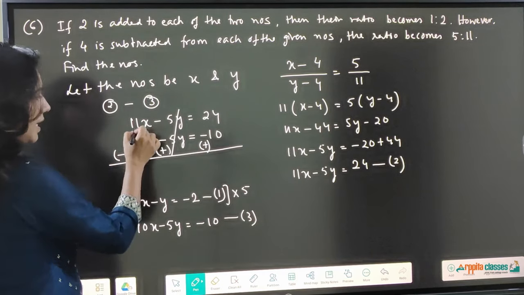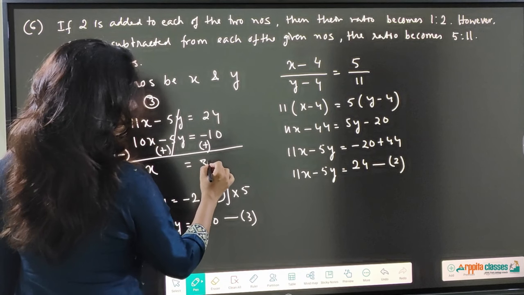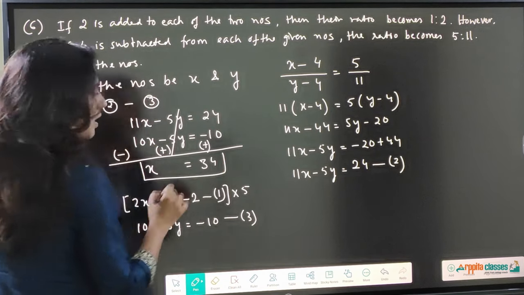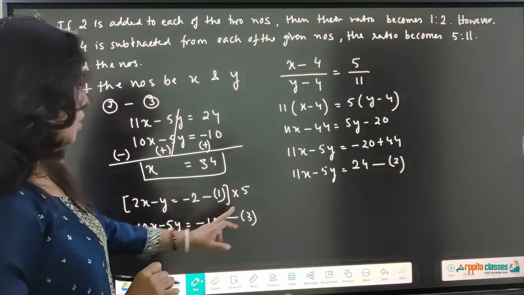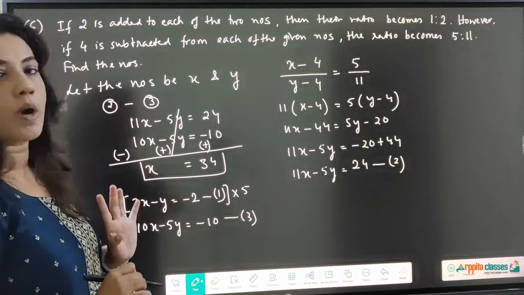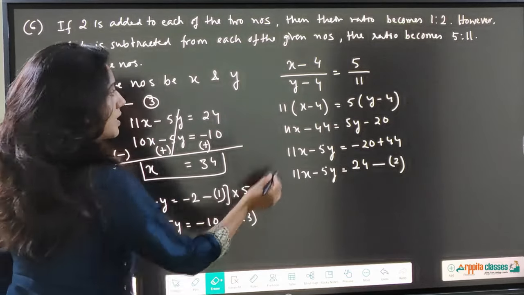This gets cancelled. 11 minus 10 is x. X is equal to 24 plus 10, that is 34. So we got the value of x, that is 34. Now we've got 3 equations, 1, 2 and 3. The smaller equation is 1 only. So I'll put the value of x in equation number 1.